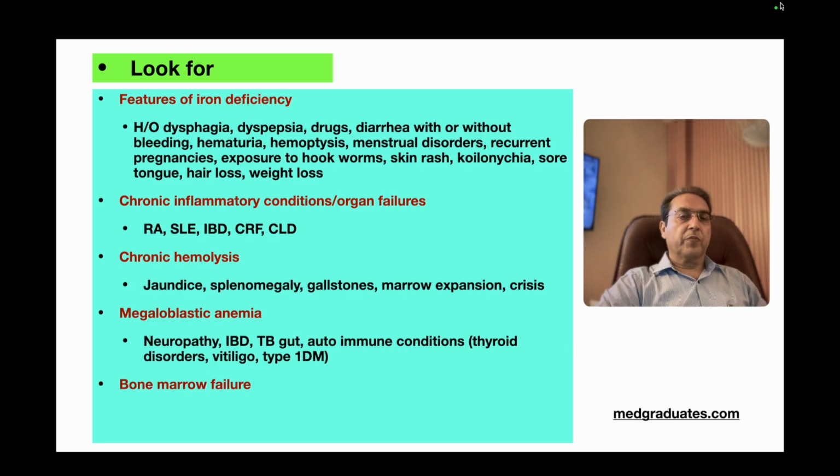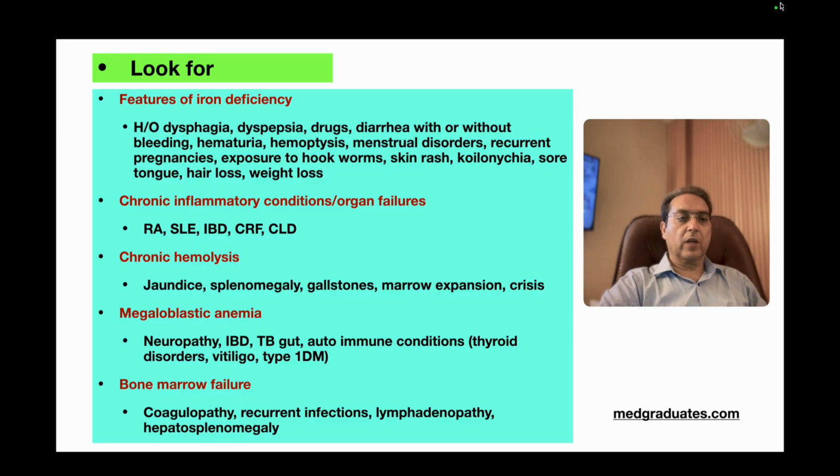And then look for the features of bone marrow failure. There may be coagulopathy, spontaneous bleeding, recurrent infections, the patient may have lymphadenopathy, there may be hepatosplenomegaly. So look for these features in chronic anemia. In the next videos, we'll see the individual anemias like iron deficiency anemia or megaloblastic anemia.